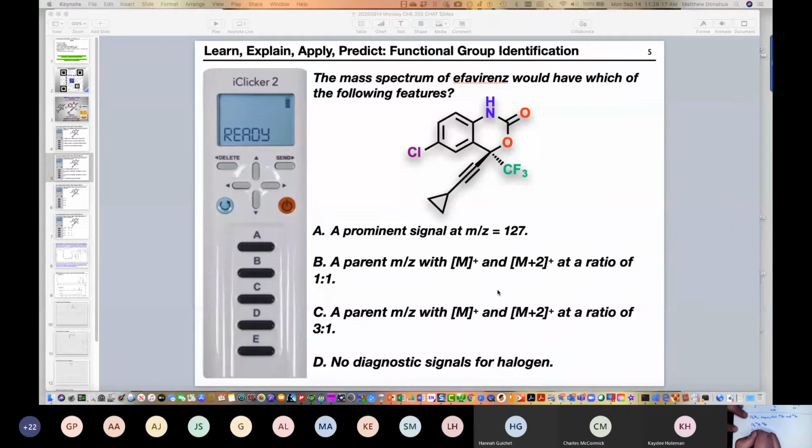Now, what if the first one is CH2 79Br, and the second one is 81Br? So the next scenario is CH2. The first one now is going to be 81Br, the second one is going to be 79Br. And then the last scenario is CH2, where they're both 81.